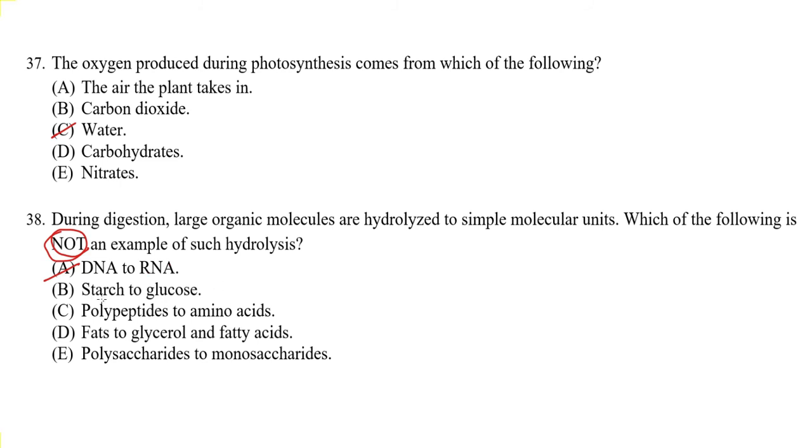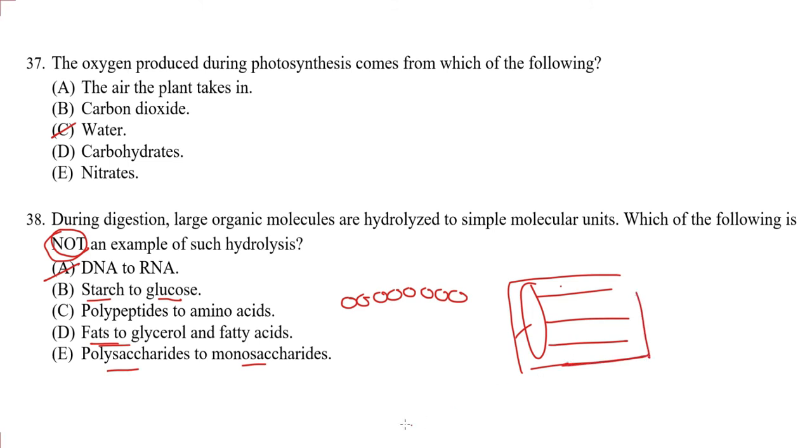Starch to glucose, yes, because starch is a polysaccharide while glucose is a monosaccharide. Polypeptide into amino acids, it's true, because the polypeptide chain contains a definite number of amino acids. Fats to glycerol and fatty acids, yes, because fats consist of glycerol connected to 3 fatty acid chains: fatty acid number 1, number 2, number 3, all connected to 1 glycerol. This is called a simple lipid. So all of them are true except the first one.